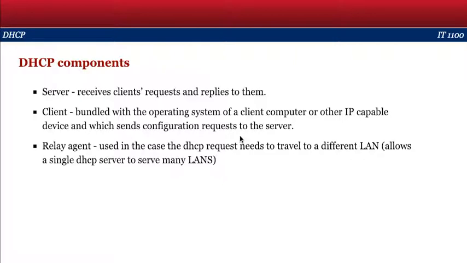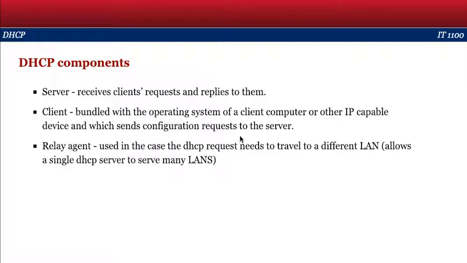This third component is optional, but we'll throw it in there: a relay agent. This is used in case the DHCP request needs to travel to a different local area network. That being said, we can also identify that DHCP is designed to only work across a single network, or within a single network, I should say. And we'll talk about how that works.